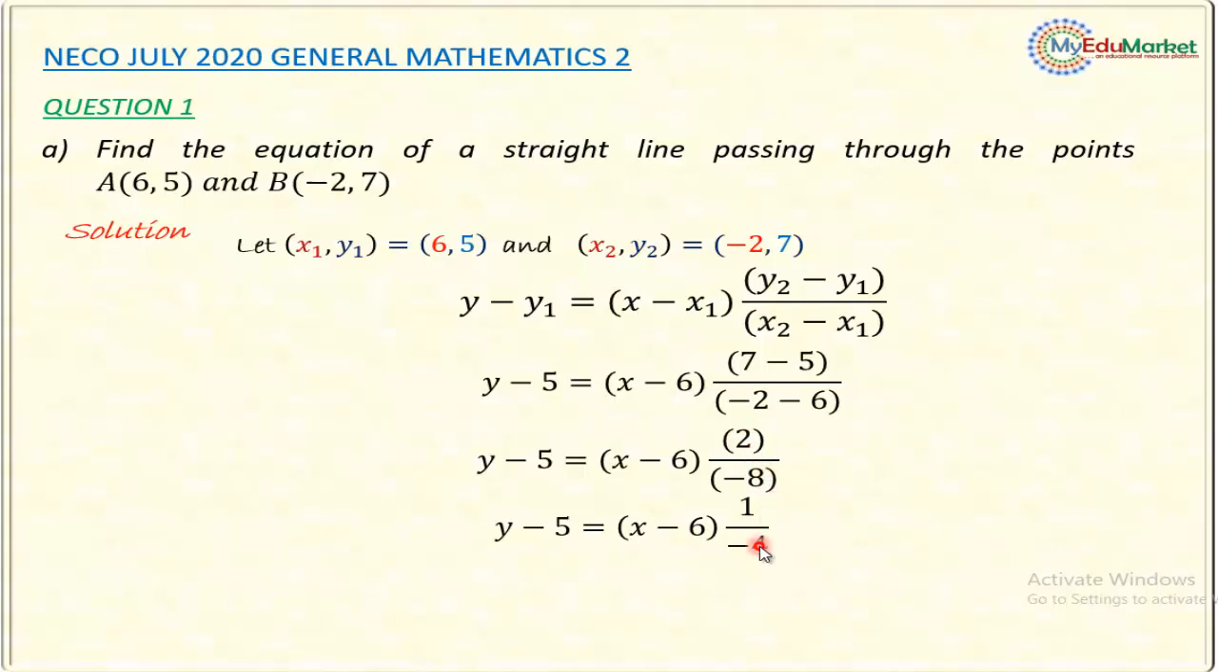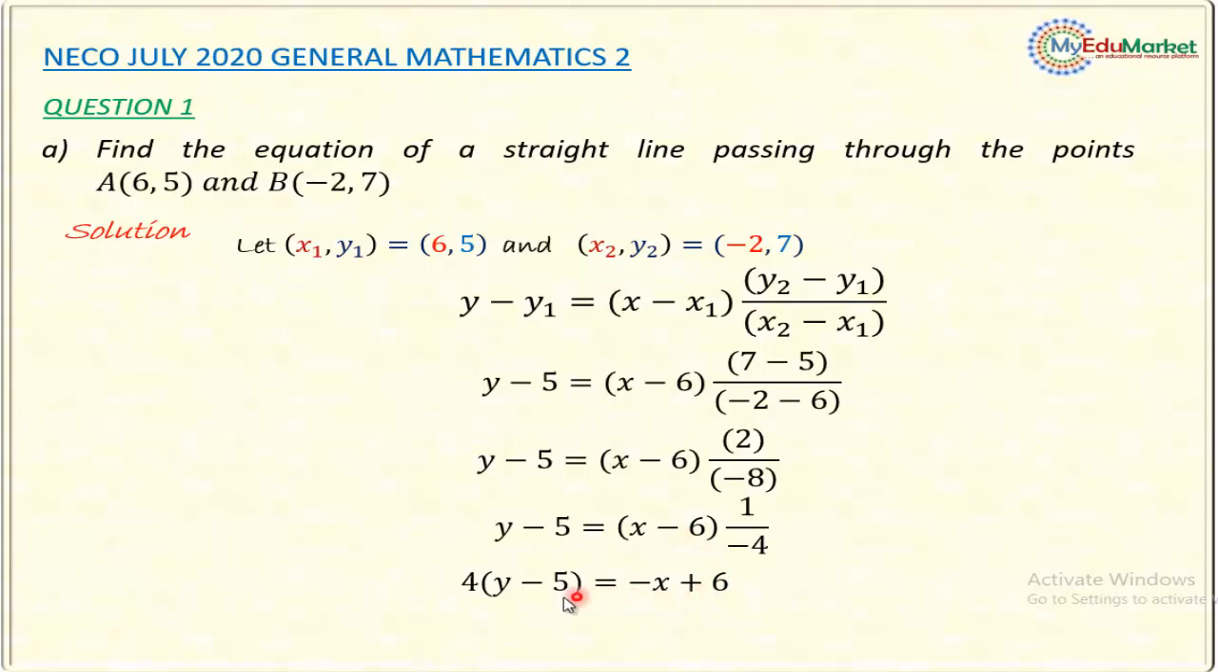So I will now cross multiply. I'm going to have 4 times y minus 5 equals x minus 6 times minus 1. This minus 1 is attached to the minus 4, so I didn't multiply by it, I just multiplied by positive 4. So the minus 1 will remain on that side, so it is going to be minus 1 times x minus 6, where it will change x from positive to negative, and it will change 6 from negative to positive.